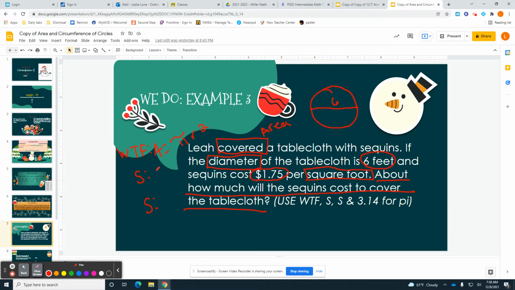So I don't know why my writing's going crooked. Sorry, guys. Let me go ahead and rewrite this part so that it's not lopsided.